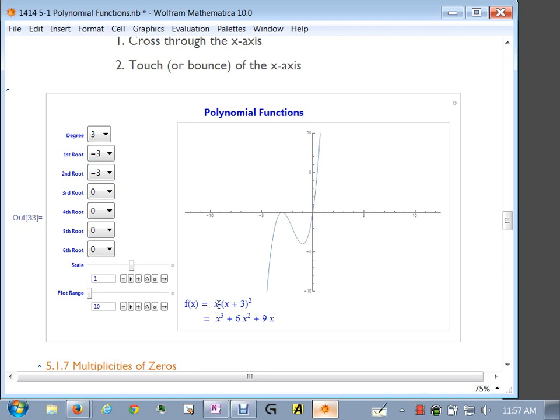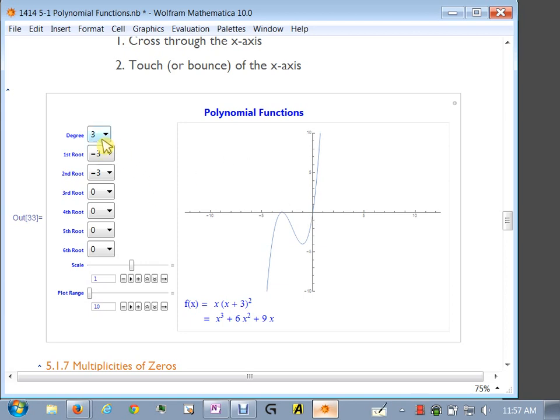Let me try something else. What if I change this x right here to an x squared? What's going to happen? It's going to be a fourth degree polynomial, which means both sides should do what? Go up. Both sides should go up. What's going to happen at that zero? Am I going to cross through? I'm going to touch instead of crossing.